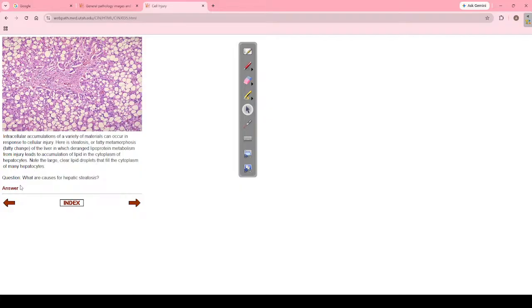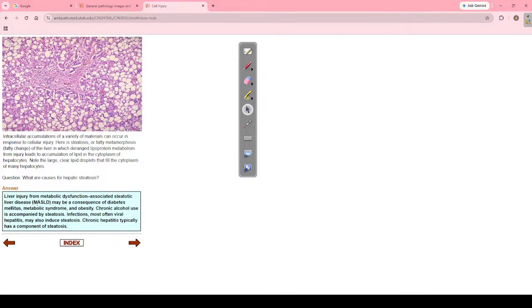What are the causes of hepatic steatosis? It can be seen in excessive alcohol consumption. It may be seen in lipid metabolism issues. Liver injury from metabolic dysfunction associated steatotic liver disease, MASLD, and the consequences of diabetes mellitus, metabolic syndrome, and obesity. Chronic alcohol use is accompanied by steatosis. Infection, often viral hepatitis, may also induce steatosis. Chronic hepatitis typically has a component of steatosis. One thing you have to remember is metabolic dysfunction associated steatotic liver disease, MASLD.